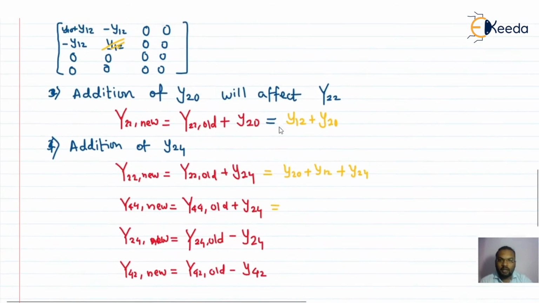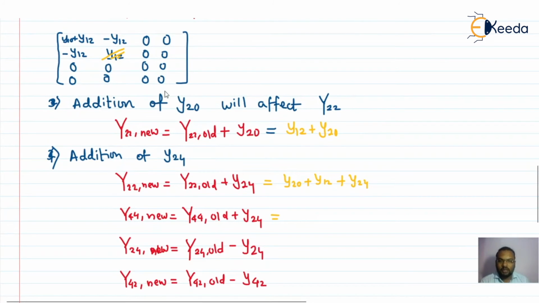Okay, next thing, y44. It is already 0. So we are modifying it. So what value will we get here? We'll get simply y24 here. Next, y24, this entry. It is anyway 0, so we'll get here 0 minus this y24. So we'll get minus of y24.